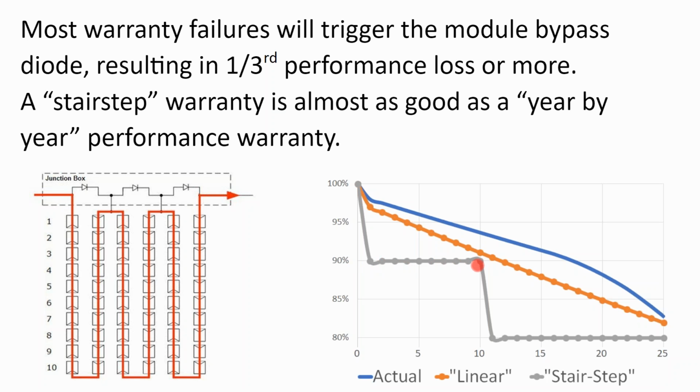Whether it's 90% for 10 years and then 80% through year 25, or 97% year 1, 96% year 2, 95% year 3, either way you're going to be covered if a solar panel arrives on site defective, because it's not just 0.5% that's going to be defective. It's going to be 1/3 of the panel or so. The panel's producing 2/3 the voltage of what it should be. That's going to be covered under your warranty, whether it's the most aggressive warranty or the most conservative warranty.